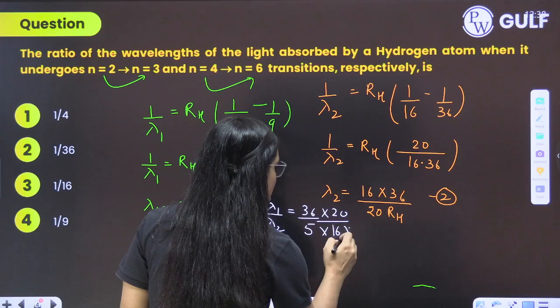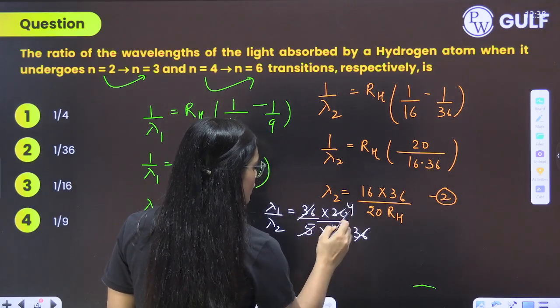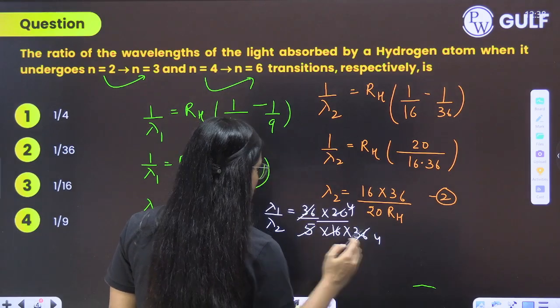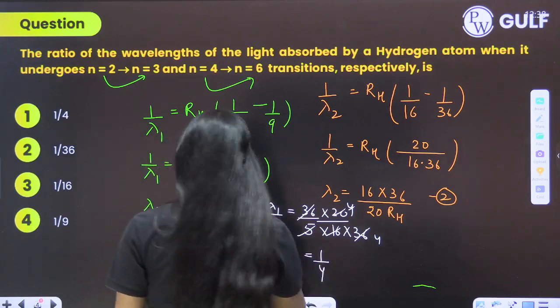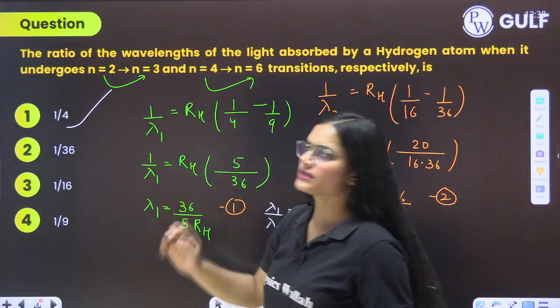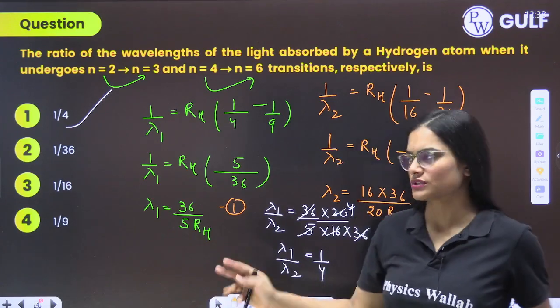16 into 36. 36 will cancel out, and 5 4 4 4 16. So lambda 1 by lambda 2 is coming as 1 by 4. So yes, here option 1 is the right answer. This was from structure of atom. It was also a direct formula based question.